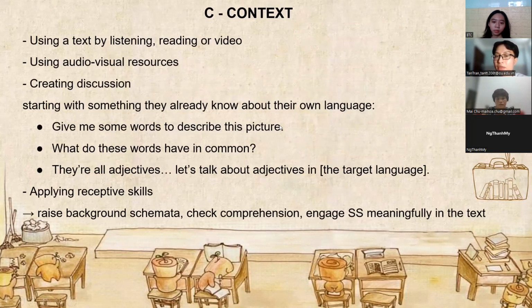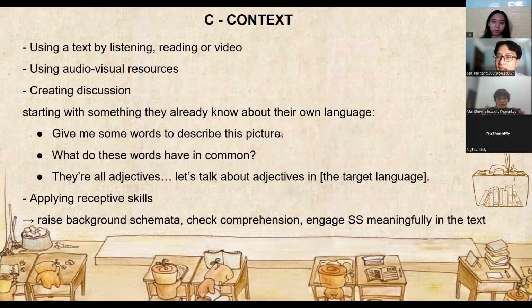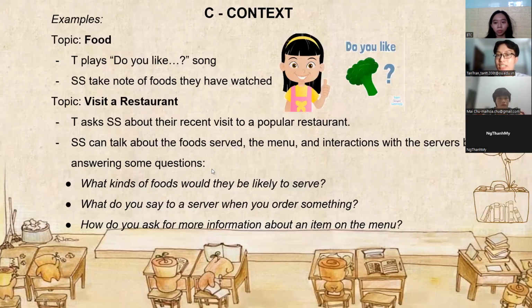Right. With the first one, context, the context for learning is established through a text like listening, reading, or video, and a presented situation involving learners. Also, teachers can create discussion. However, we should bear in mind that we should use something the students already know. For example, you can ask them to give you a word to describe pictures. That's so simple. However, that picture should be familiar to their background knowledge, and maybe give some words in common or some adjectives. I will have a sample later for you to understand.